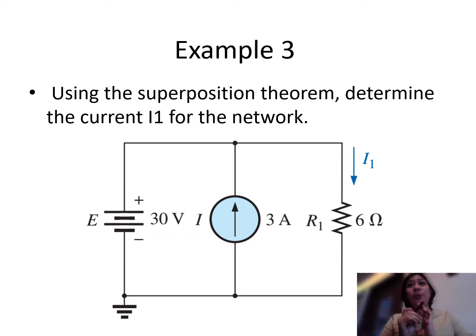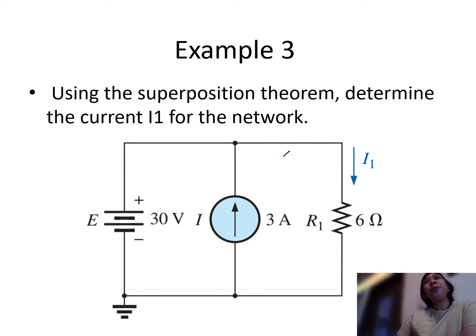Okay, so let us now go to example number 3. Using the superposition theorem, determine the current I1 for the given network. Again, we have two sources here: a voltage source and a current source. So let us determine the current I1 of the network. This is the current I1.